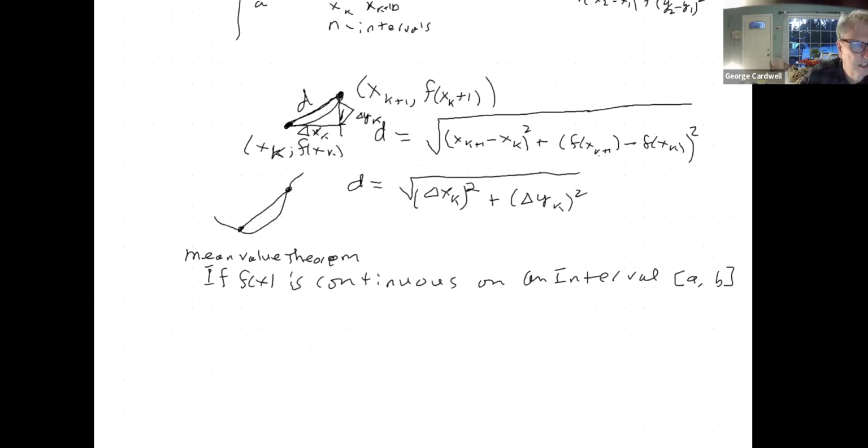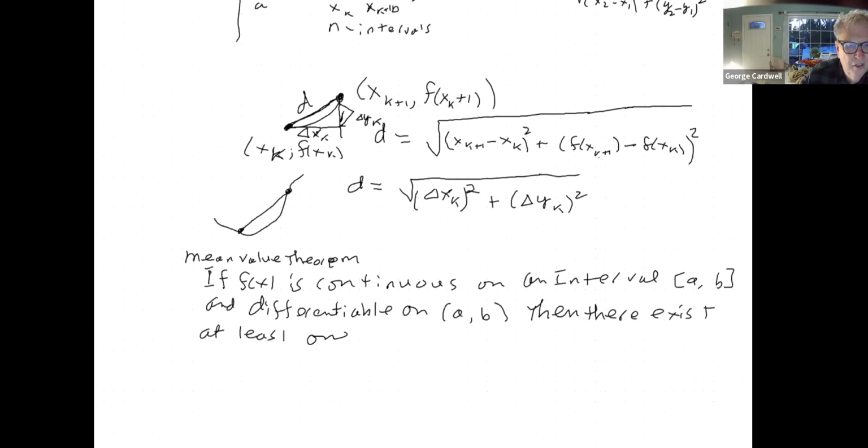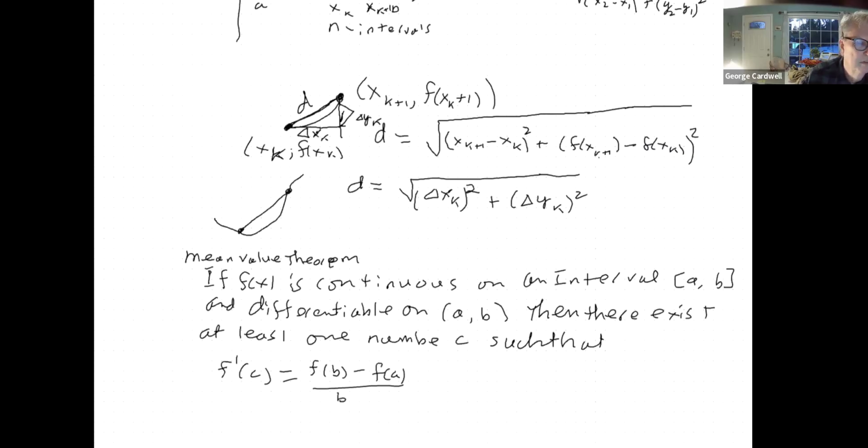And I believe it also says differentiable on the open interval (a, b), then there exists at least one number c such that f prime, the derivative at c, is equal to f of b minus f of a over b minus a. Okay.